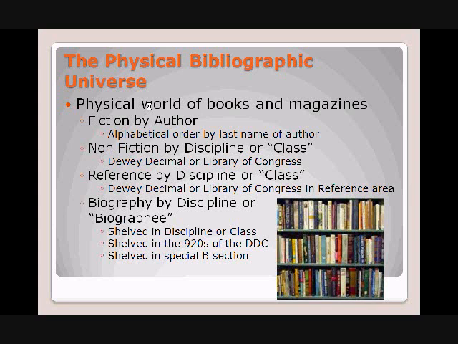Typically, there is a standard arrangement. Fiction typically is arranged by author, alphabetically. Nonfiction is arranged by discipline or class, typically Dewey Decimal or Library of Congress. Reference also arranged by class, Dewey Decimal or Library of Congress. And biography by discipline or biography. Typically, biographies are shelved either in a special section called biography in the 920 section of the Dewey Decimal, or shelved in the discipline that the famous person is most known for being involved in.